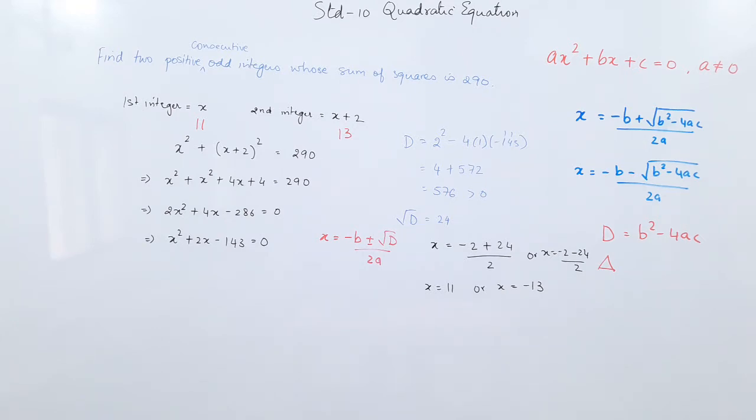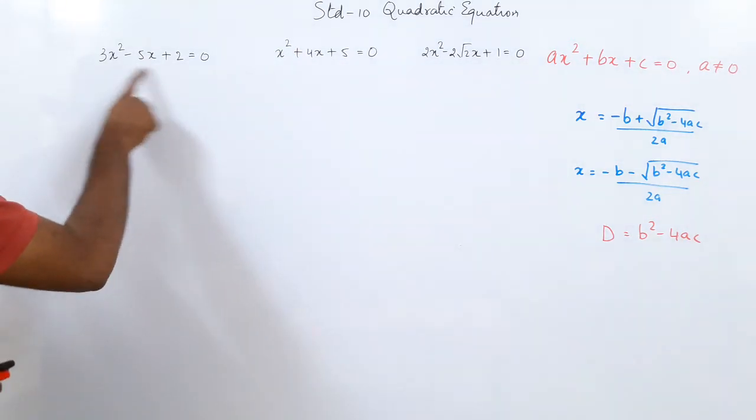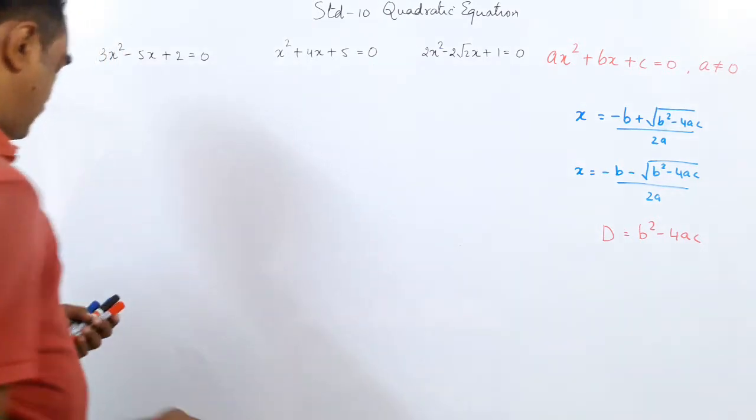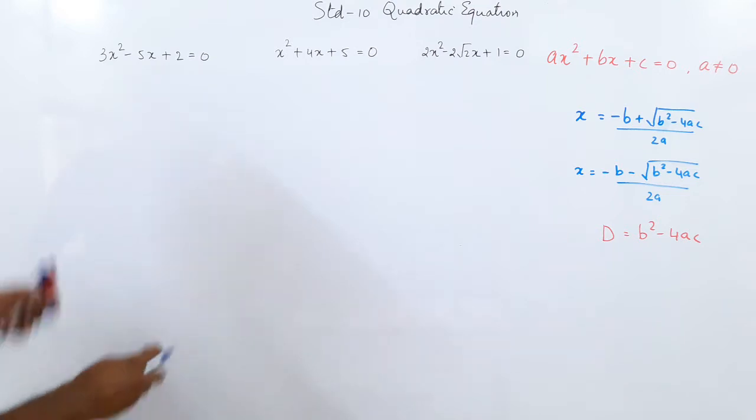Okay. So now we'll do some direct sums using this quadratic formula. Now I put 3 sums on the board for you. Given in the book, 3x square minus 5x plus 2 equal to 0, x square plus 4x plus 5 equal to 0, and the third; there are 3 different sums. First step, what will we do is find out the discriminant.